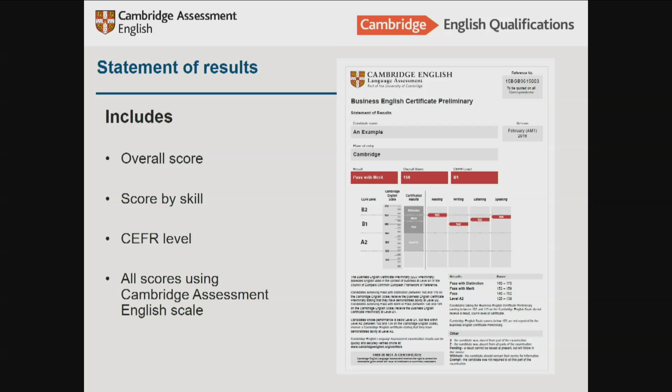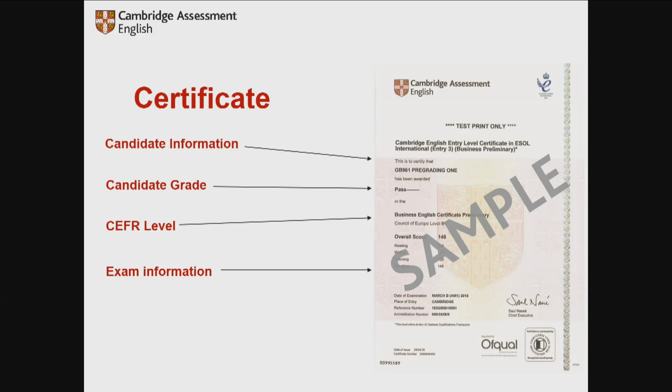In addition to that statement of results, you also get a test certificate which is embossed in silver and has the university crest prominently displayed. And this is something that you can share with employers as proof of your skills in English.